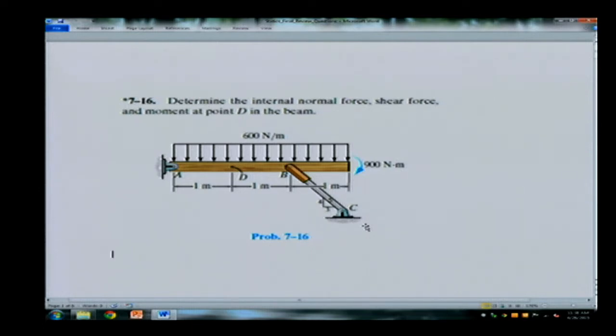The problem is to find the internal normal force, shear force, and moment at point D in the beam. So from here, our first thing that we want to do is find our support reactions. We have a pin support at A, so that has the two forces, the horizontal and vertical forces, AY.